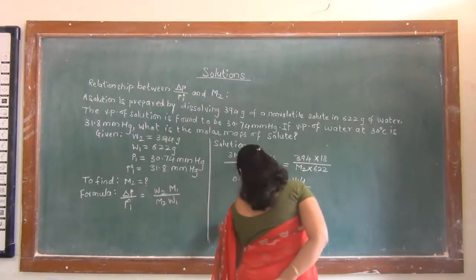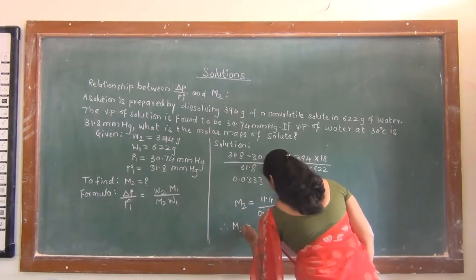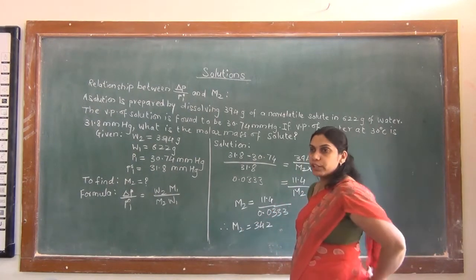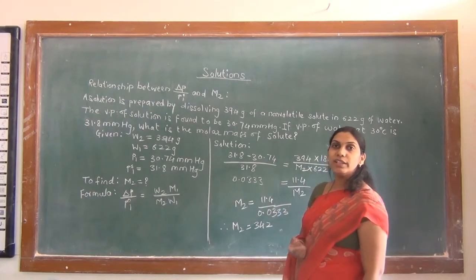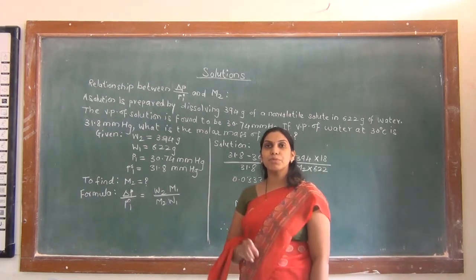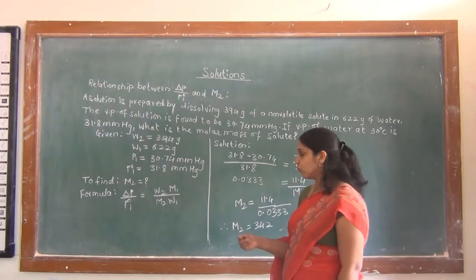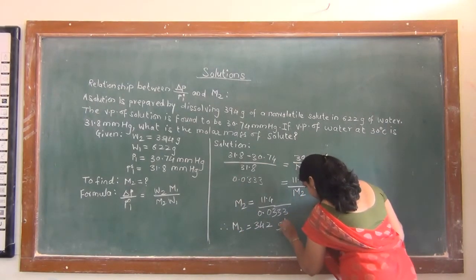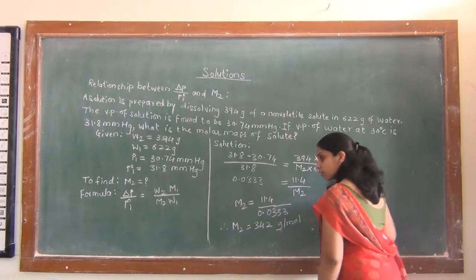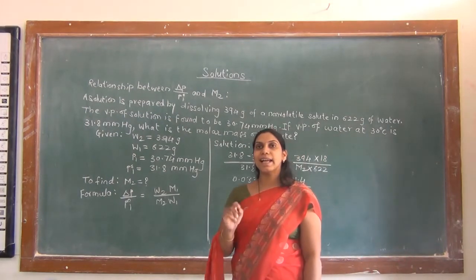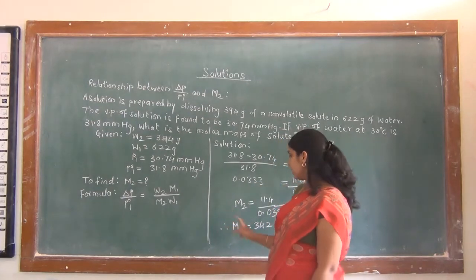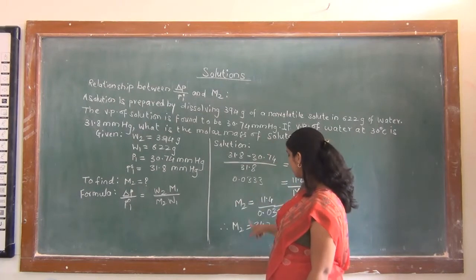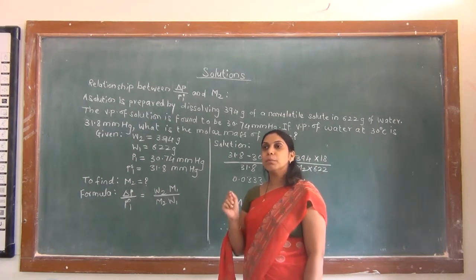Therefore, M2 is equal to 342, and you all know that the unit for molar mass of any substance is gram per mole. So for M2, we will write the unit gram per mole. The unit obtained is gram per mole. And this is the final answer for M2. The molar mass of solute is 342 gram per mole.